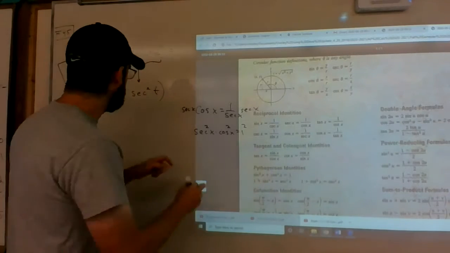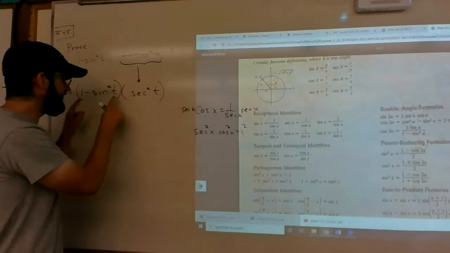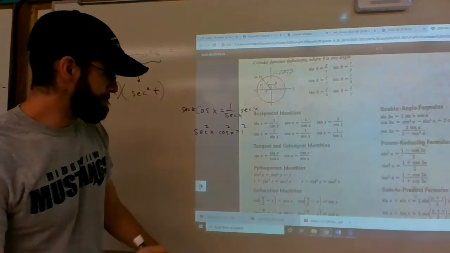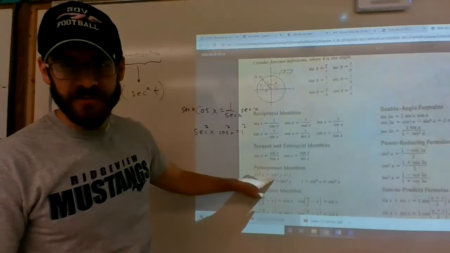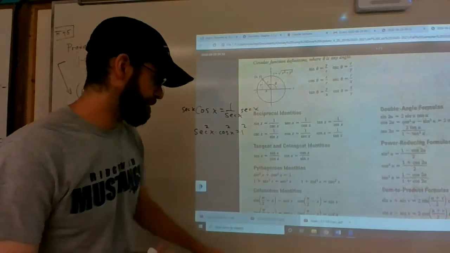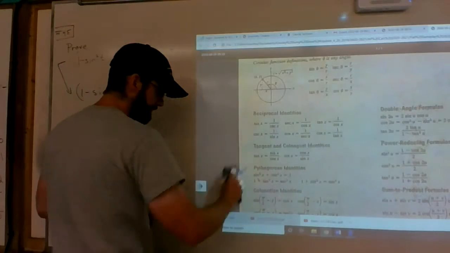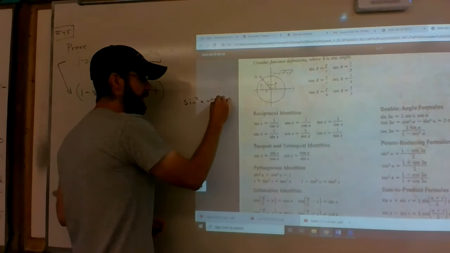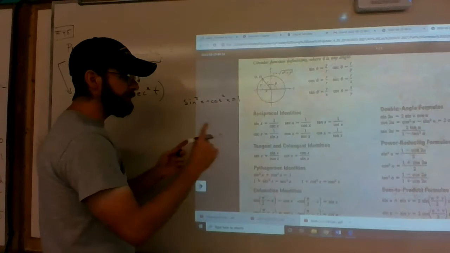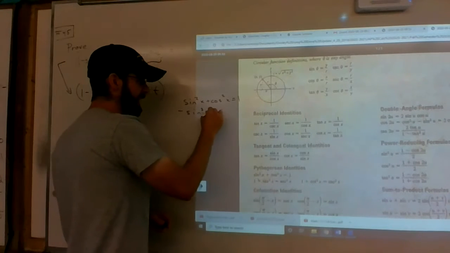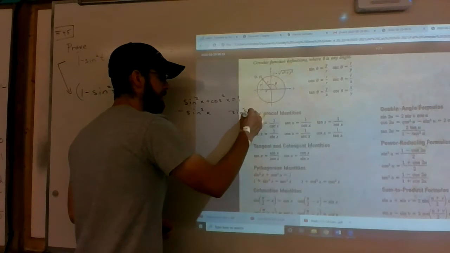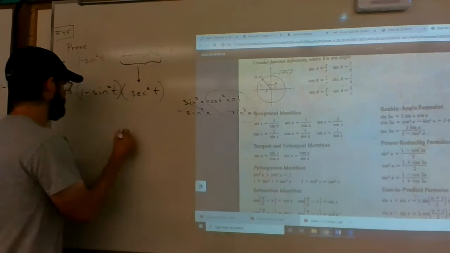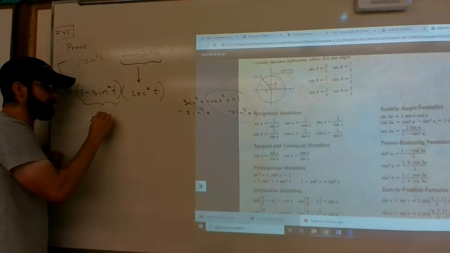So the question is, I have secant squared. Is this cosine squared? 1 minus sine squared? And the answer is yes. Because the identity sine squared plus cosine squared x equals 1 can be manipulated by isolating cosine squared by itself. So 1 minus sine squared is cosine squared. So this becomes cosine squared of t.